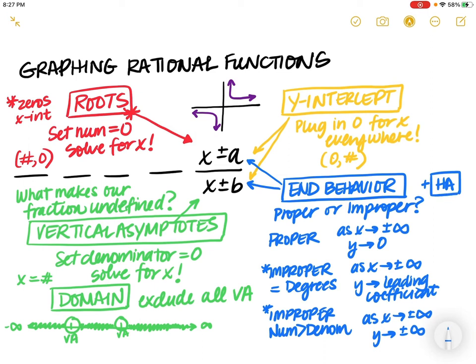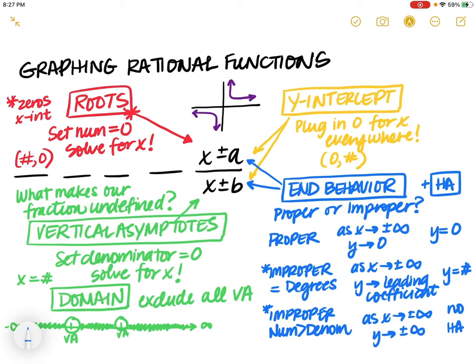Our horizontal asymptote for proper, well, we said they go to 0, so it's just y equals 0. Our improper with equal degrees, we said it goes to the leading coefficient, so y is just going to equal the number of that leading coefficient. And we said that there's no flat line, no solid number or some constant number for those improper where the numerator is greater. So there's no horizontal asymptote. So these go hand in hand. They're just written different ways.